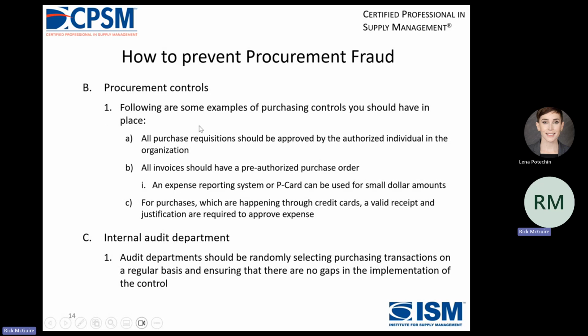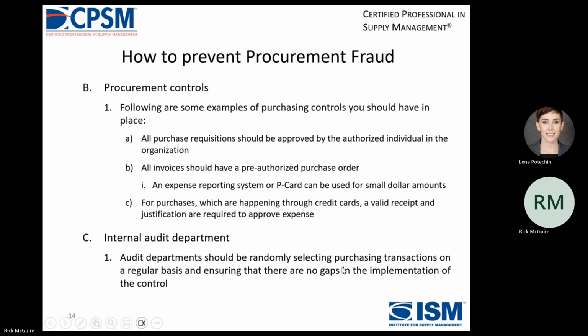Procurement controls, this is the biggest one. All purchase requisitions should be approved by an authorized individual. Only invoices that have a pre-authorized purchase order can be paid. An expense reporting system or P-card system can be used for small dollar amounts, but it has to have good controls on it. For purchases happening through credit cards, a valid receipt and justification are required, which goes to the good controls for the P-card.